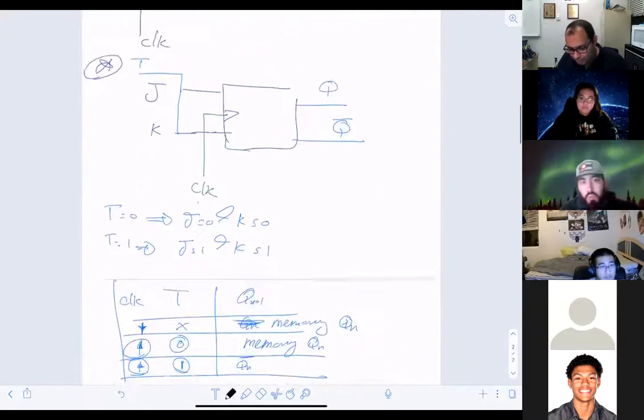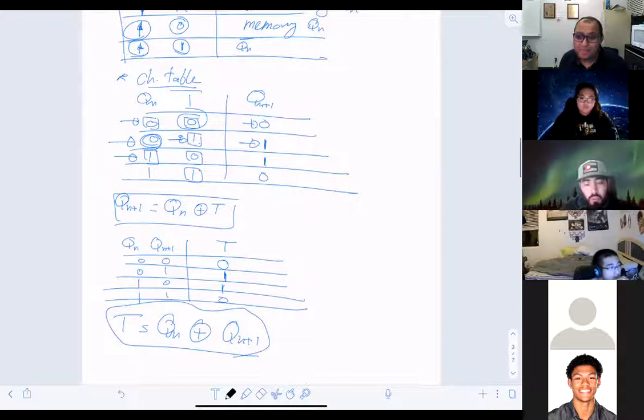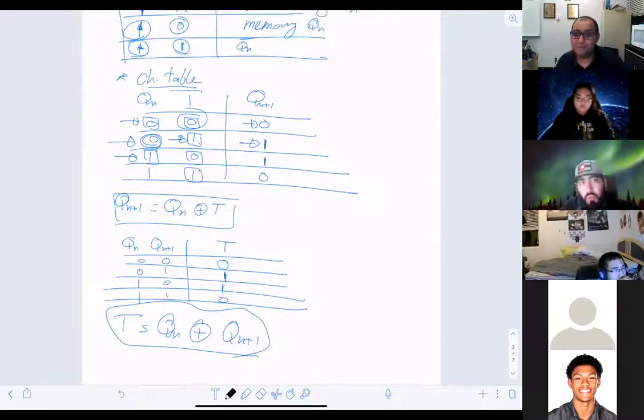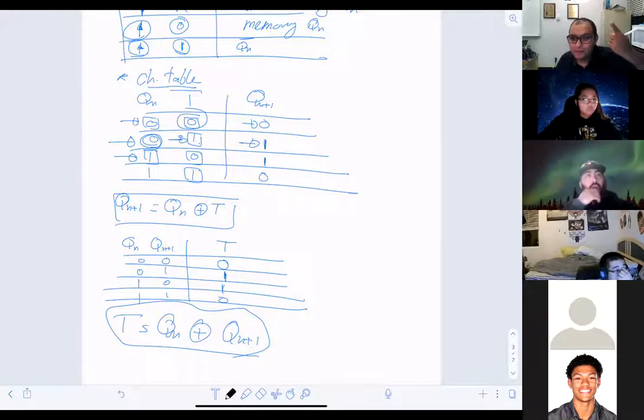So T flip-flop, if you notice, everything is flipping. When that inversion happened with 1, 1, I'm flipping every single cycle. So every positive edge of the clock, I'm flipping. So what does this mean? It's a counter.